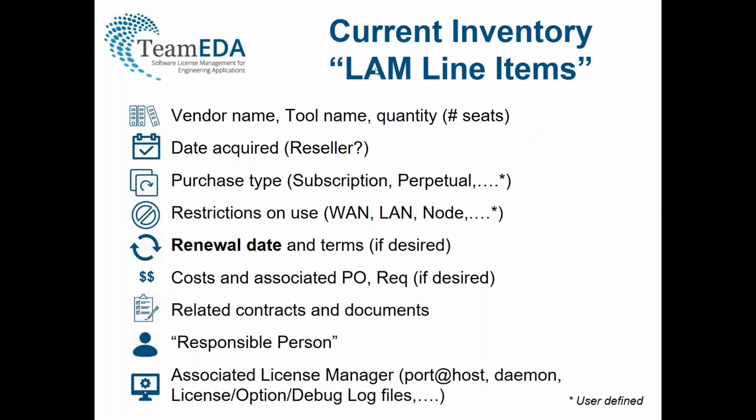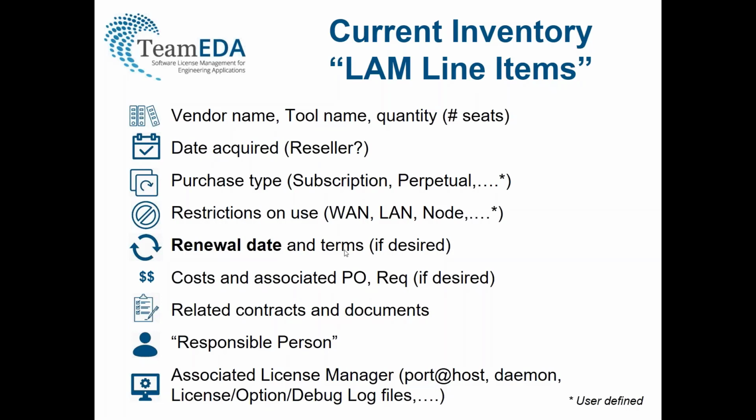Let's look at how in our tool we capture inventory information. One is we capture the vendor name, the tool name, how many seats, date acquired, who you bought it from, the purchase type, be it subscription, perpetual, or some variation thereof, the restrictions of use, be that WAN, WAN US, WAN global, local area network, or node locked. And again, this is captured for every line item. So in our system, everything is captured as a separate line item. And you could have thousands of line items. There's no limit.